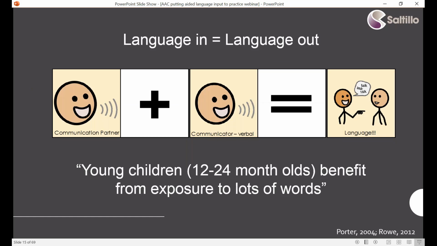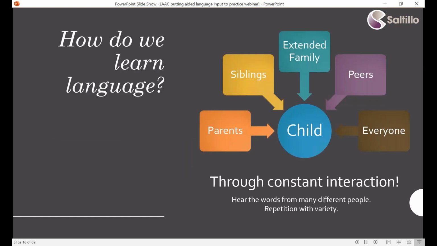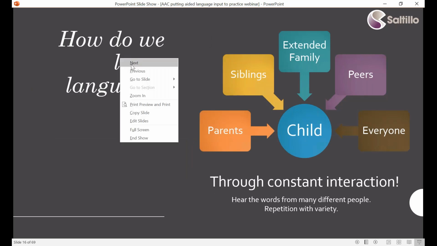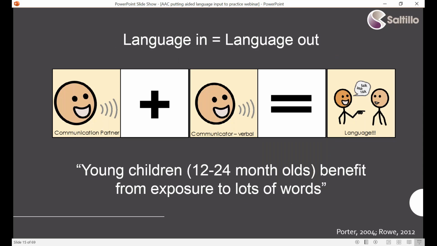And the same idea applies to how we think about how young children develop language. So Gail Porter came up with this idea. Let me go back one slide. Gail Porter came up with this idea that language in equals language out. So if we think about our young children who are learning language for the first time, we are just talking to them and exposing them to language, and then on their own they become verbal.